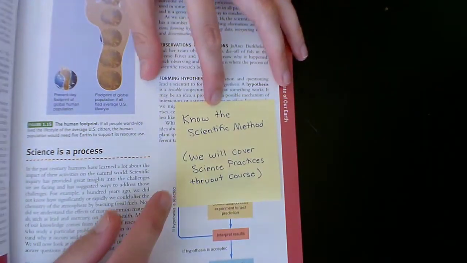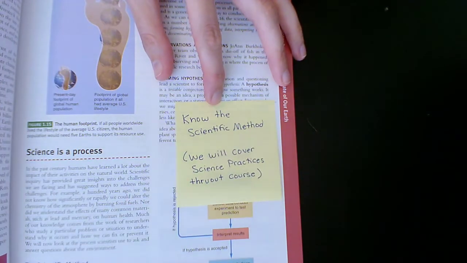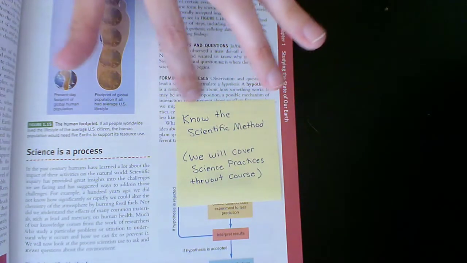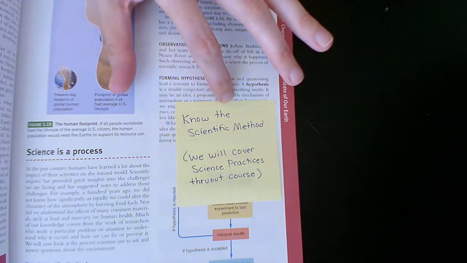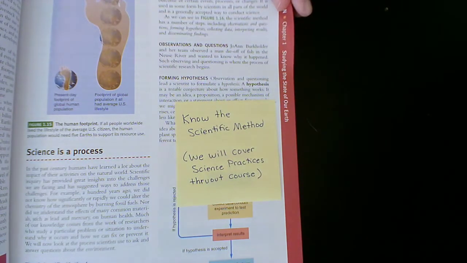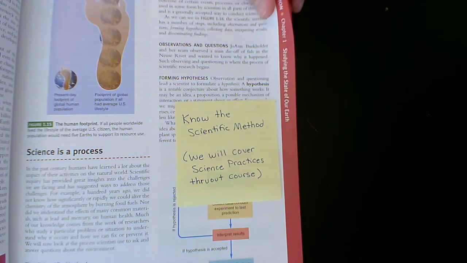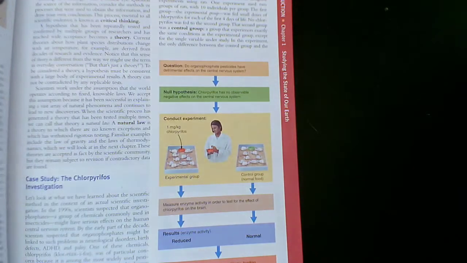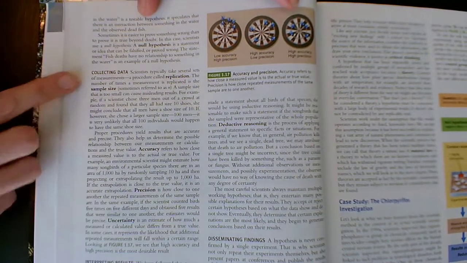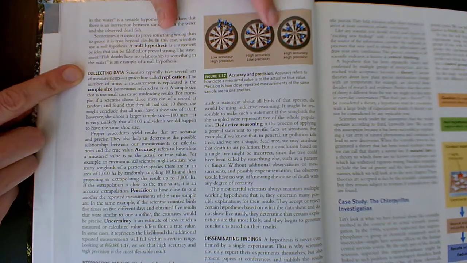We will be spending a lot of time covering science practices throughout our course, but the scientific method here looks at the basics of the science process, about making observations, asking questions, forming hypotheses, setting up your variables. So on to page 16. Then it talks about how to collect data.